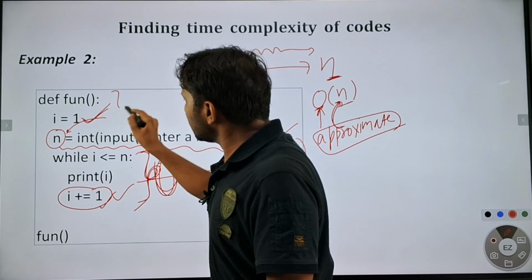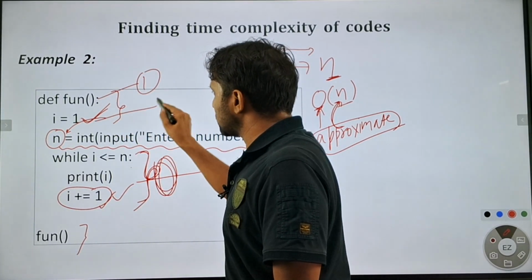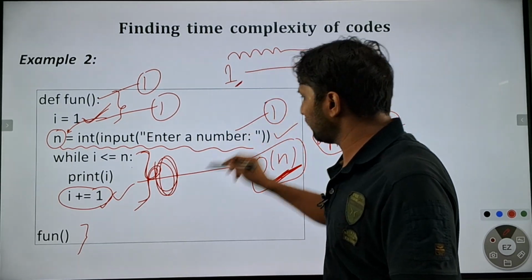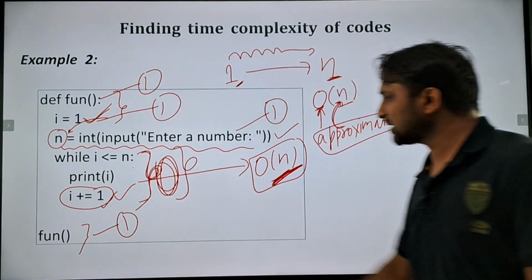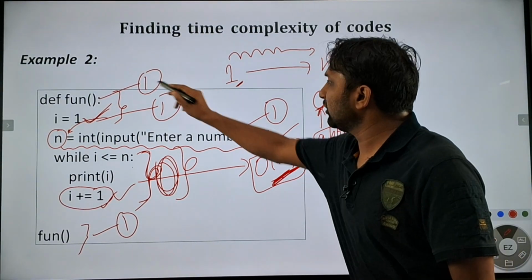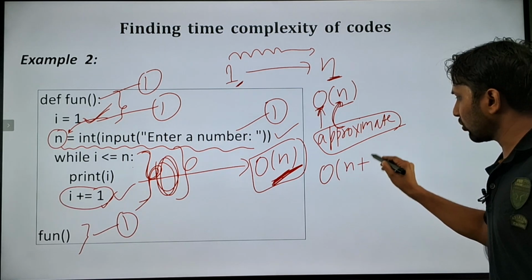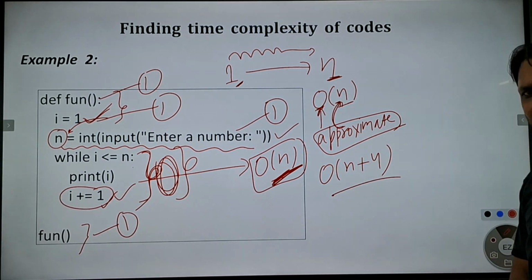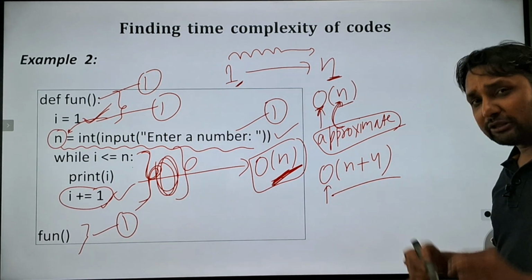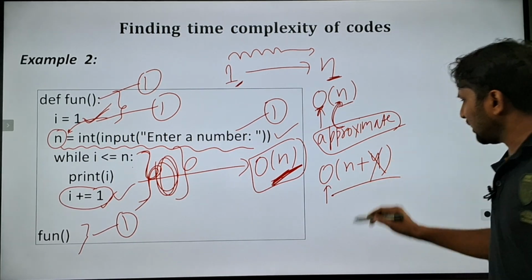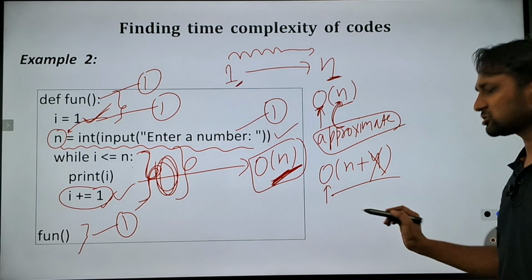Because there is some other code also. I'm not considering that. This statement is also executing 1 time, this statement is also executing 1 time, this is also executing 1 time. I just consider this loop itself. I do not consider 1, 2, 3, 4 these. The complexity might be, I can write, order of n plus 4. This is also fine. Even this is more accurate. But this symbol gives me the opportunity that you can remove the constant, because we are finding approximate time complexity. We are not bothered about the constant.